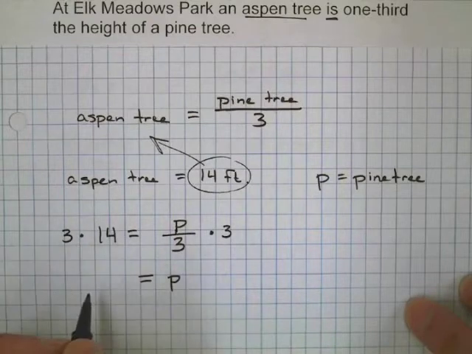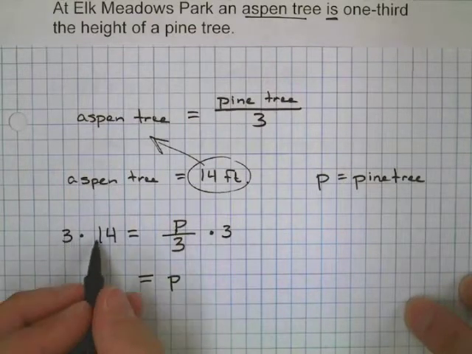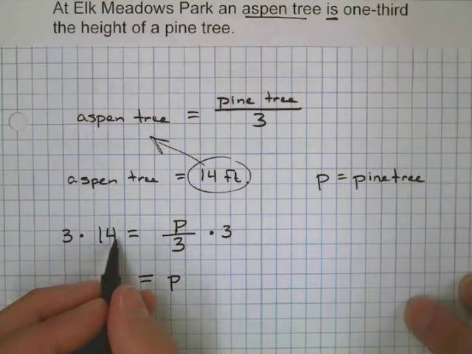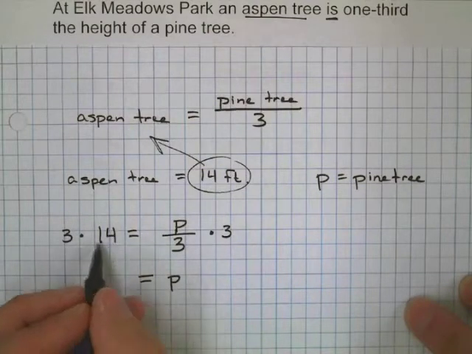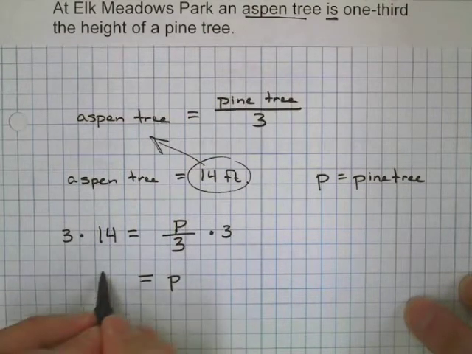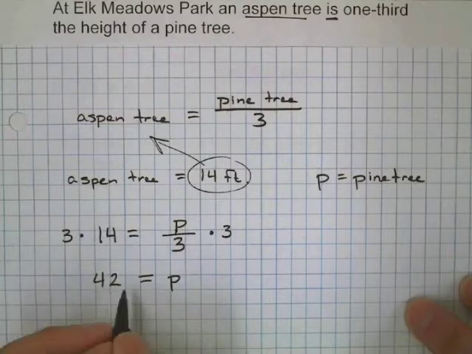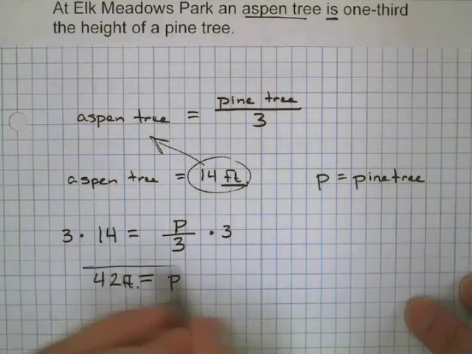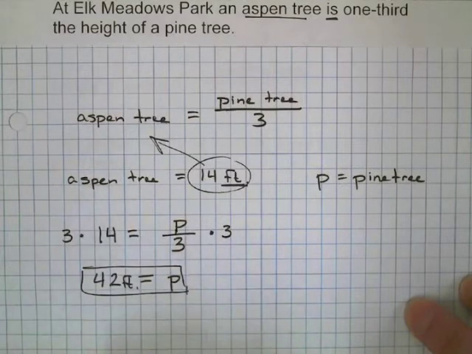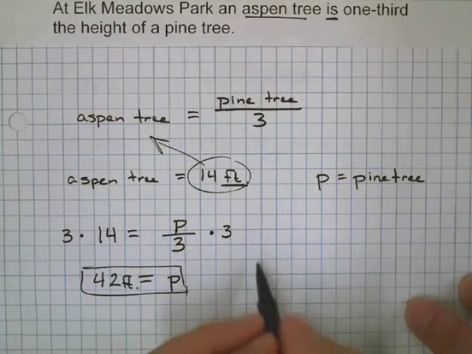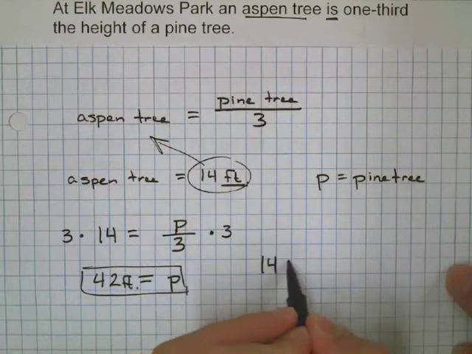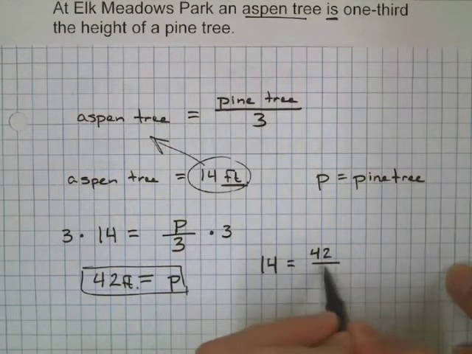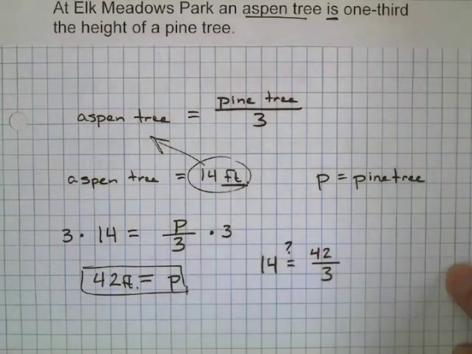And 14 times 3, well, 10 times 3 is 30, and 4 times 3 is 12, and 30 plus 12 is 42. And I don't want to forget we're working in feet, so 42 feet. P equals, the pine tree equals 42 feet. Let's double check that though. We can say that 14 equals 42 divided by 3. That's what we want to know.